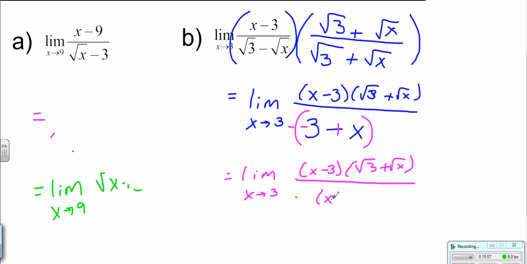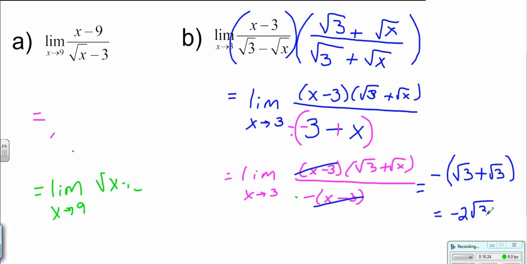Rearranging the order, I'd have x minus 3. Don't forget we have that negative out front. Now, here's a group and a group that can cancel. Gives me an answer. Let's plug it in. Don't forget about the negative. I'm going to write it down right away. Negative square root 3 plus square root 3. That means I have negative 2 square root 3.